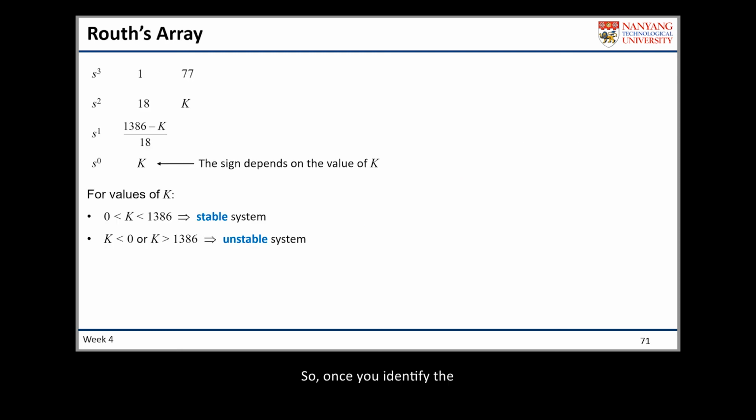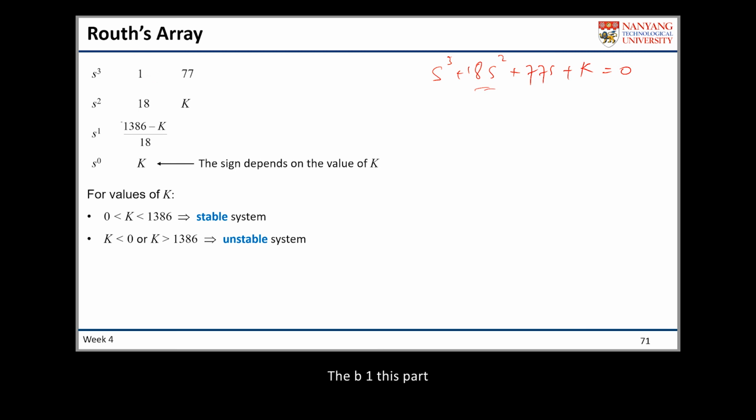Once you identify the characteristic equation, I will rewrite it here. It will be s cubed plus 18 s squared plus 77s plus k equals 0. Once you have that, you can derive the Routh array starting from s cubed, s squared, s1, s0, and then put all of the coefficients. 1 is coming from s cubed, 18 is coming from s squared, 77 is from s, and the constant is k.